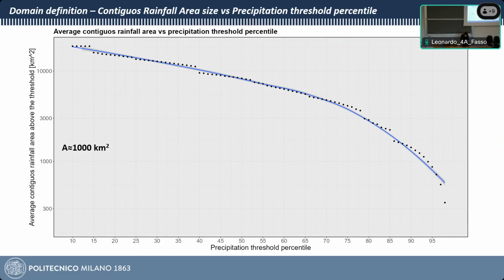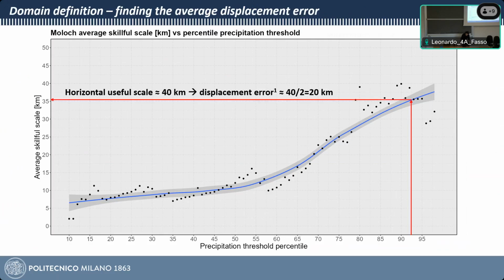So we know that we want to forecast for an area of about 1,000 kilometers squared. So we can select the proper percentile. Then we can enter with the curve to find the average displacement error of the forecast. Here we follow the procedure described in the paper of Mittermeier et al. of 2021. And we get that the MOLOCH meteorological model displaces these convective events on average by about 20 kilometers. And this is already, I would say, a result of this study.